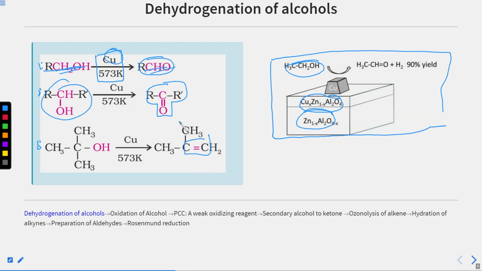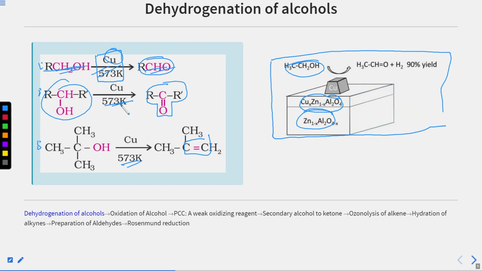To mention here, there is the temperature. The temperature is kept very high so that this reaction can be facilitated. Clear? Okay, so we are done with this dehydrogenation. In a nutshell, if we have a 1-degree alcohol and take copper metal supported on an alloy, then at 573 Kelvin it would give aldehyde. Similarly, if we take secondary alcohol and heat it with copper at 573 Kelvin, then it would give ketone.